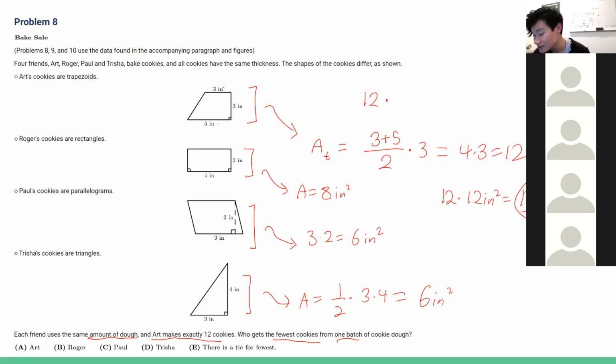because they need to use a lot of dough to make one single one. So who has the biggest cookies? Well, that's obviously Art. He has 12 inches. The other ones have 8 and 6. So the answer for this question is Art. Okay, so let's save this number, 144, very important. And we're going to move on to the next question.